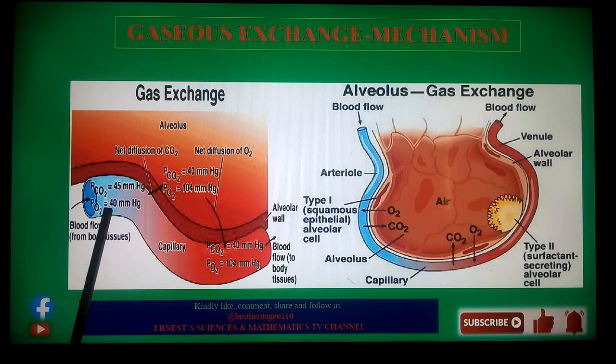Now if we compare the concentration of oxygen for this illustration, we see that oxygen's concentration is 40 millimeters of mercury in the incoming blood, and the concentration outside is 104 millimeters of mercury. So there is going to be a net diffusion which facilitates the movement of oxygen into the blood, and carbon dioxide is going to diffuse into the atmosphere. The net diffusion of oxygen is into the blood, ensuring that the blood flowing out is rich in oxygen, and we refer to that as oxygenated blood.